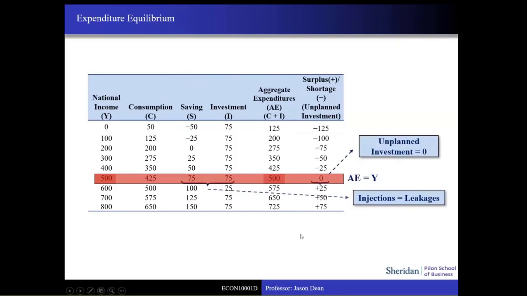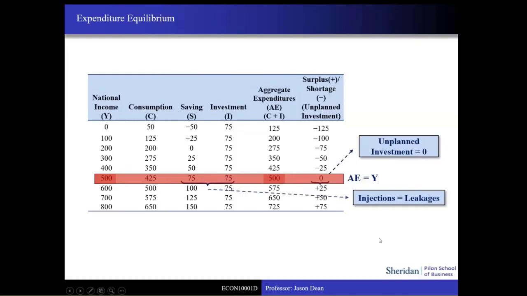Now if you remember, savings is a leakage and investment is an injection. Only at this level here do we have savings and investment being equal to each other. So in equilibrium, the savings and investment have to be equal to each other. National income is 500 and our consumption is 425, so that means we're having savings of 75. In order for aggregate expenditures to be equal to 500, investment also has to be equal to savings. So in equilibrium, the injections will equal the leakages.